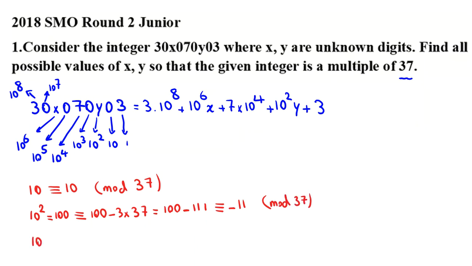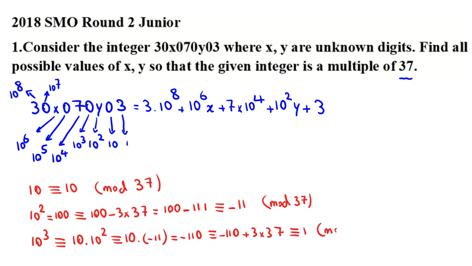And the last one, 10 to the power of 3, is congruent to 10 times 10 squared, and instead of 10 squared you can replace it with negative 11. It will be negative 110. Now you can add 3 times 37, which is 111, and it will be 1. That's great. Why? Because 10 to the power of 3 is 1, you can replace it.